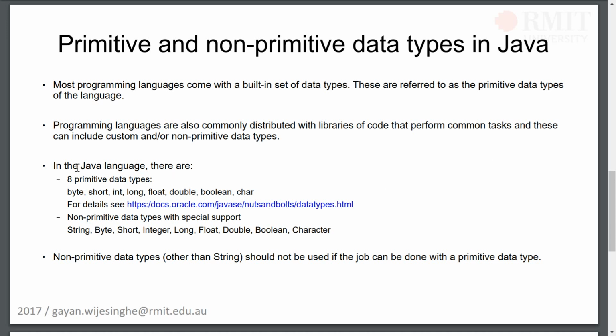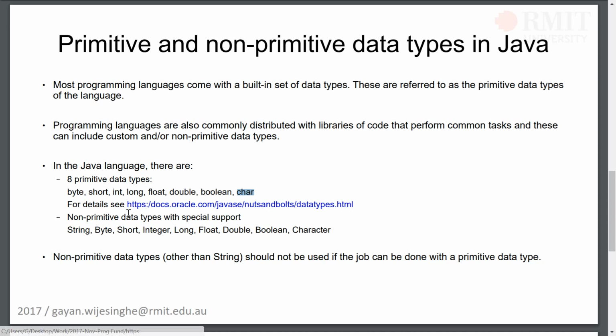Now in Java, there are 8 primitive data types. There's byte, short, int, long, float, double, boolean, and char. So byte, short, int, long, they are for whole numbers. Float and double, they are for numbers with decimal points. Boolean is for true or false values, and char is for characters. So that's short for character.